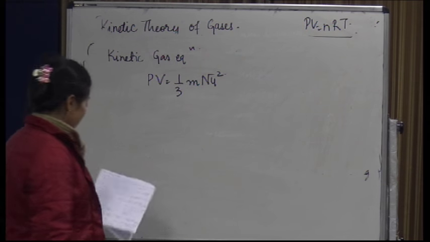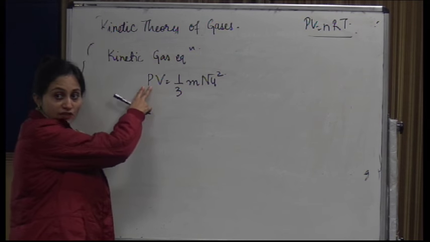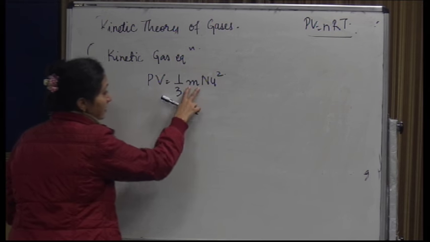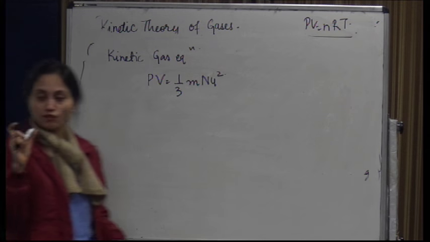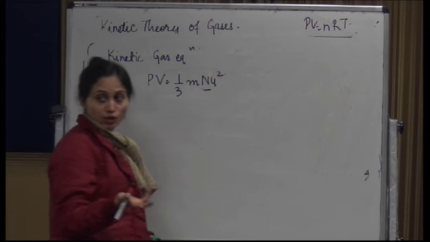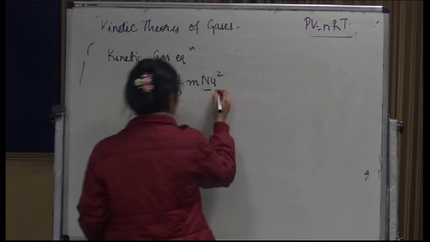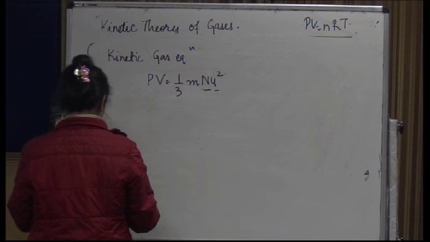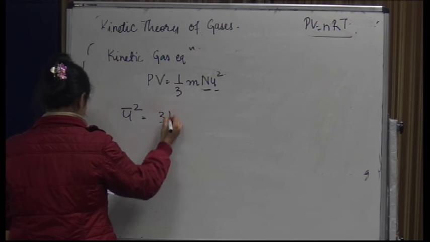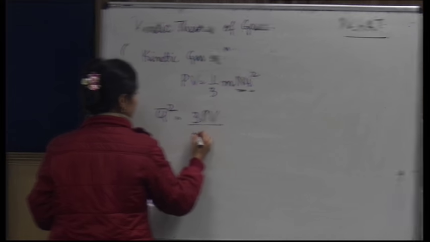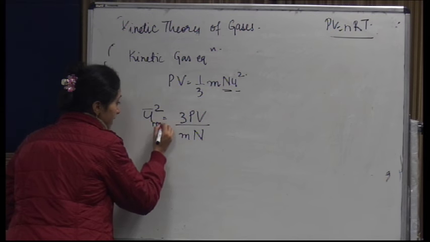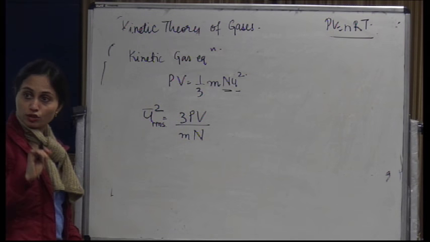And remember here that P is the pressure of the gas, V is the volume, m stands for the mass of each molecule, and n is the total number of molecules which are there, and your u bar square is nothing but your root mean square speed, which can now be put as 3PV upon mn. This is your root mean square speed. Why is it the root mean square speed?